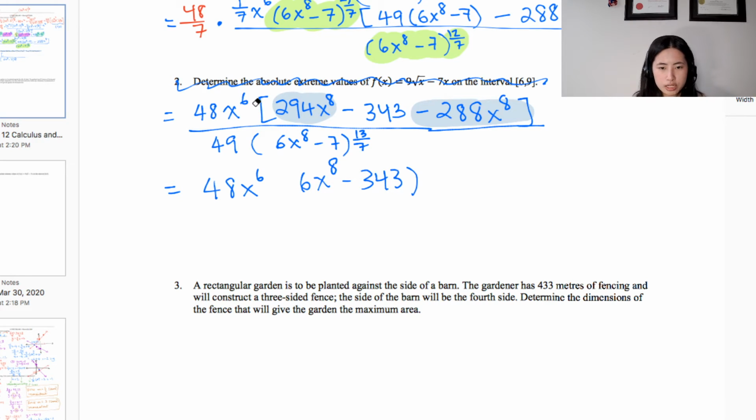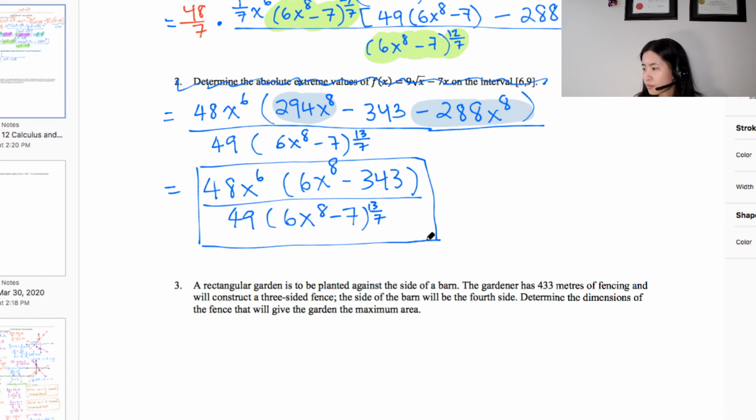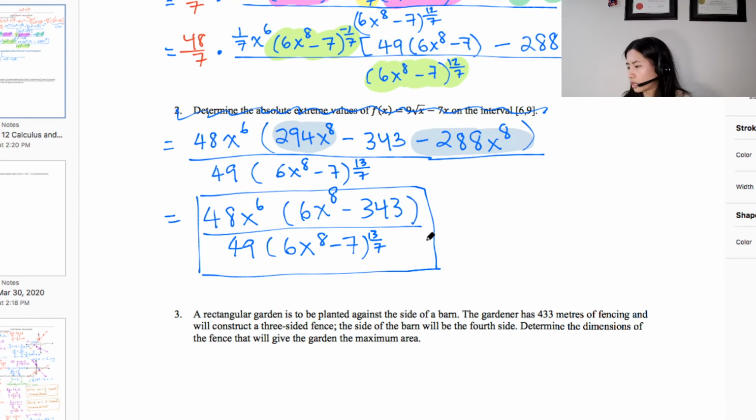I can actually change this bracket into a parenthesis as opposed to a bracket. There. Okay, great. We have that, and that's over 49 times 6x raised to the power of 8 minus 7 raised to the power of 13 over 7. Okay, so as you can see, we can't really simplify this further. Therefore, the final answer is this. So this is your second derivative. Okay, great. So once we've solved for that, let's move on to question 2.